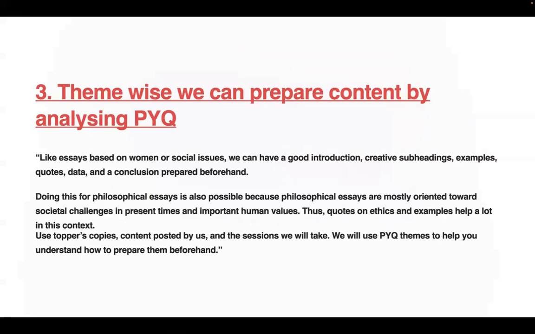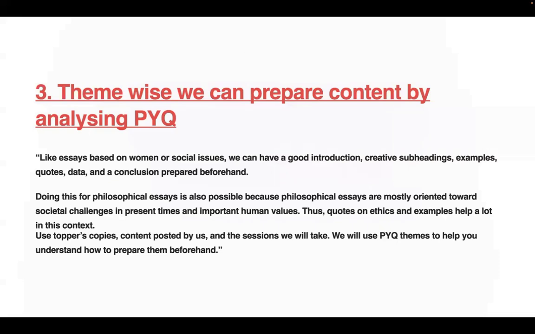So we can have a beforehand preparation of good introduction, some creative subheadings, some of the examples, quotes, data, and a good conclusion prepared beforehand. This can help us if we are not that good in instant creativity.